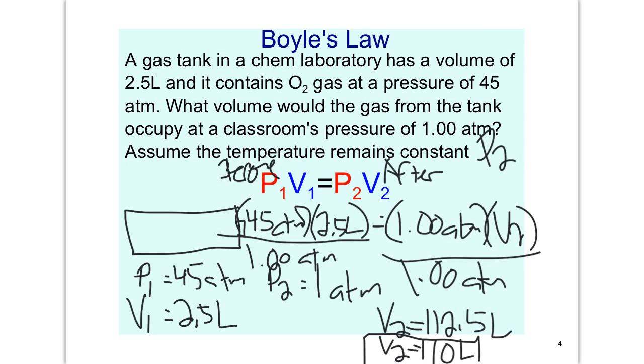And I should have had you think through this answer first. It makes sense that if you're starting with a really high pressure, this 45 ATM, so you're going from a high pressure to a low pressure, as you decrease pressure, what should happen to volume? Well, it should increase. And so our answer makes sense.